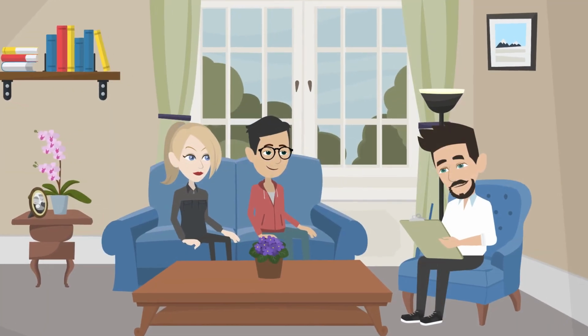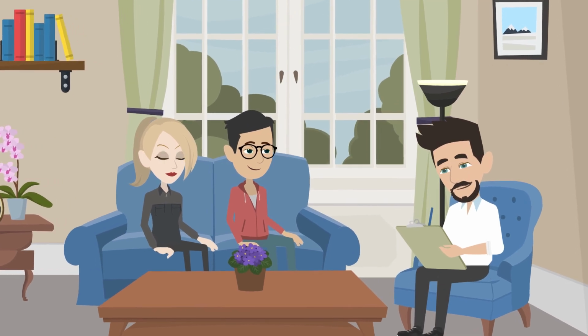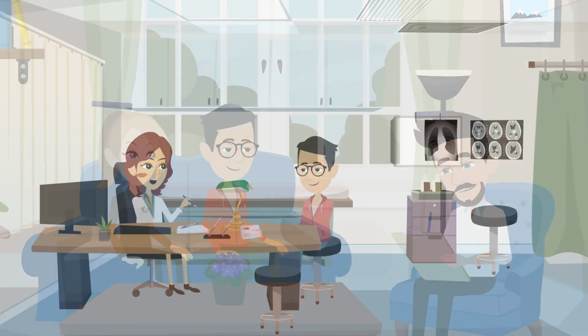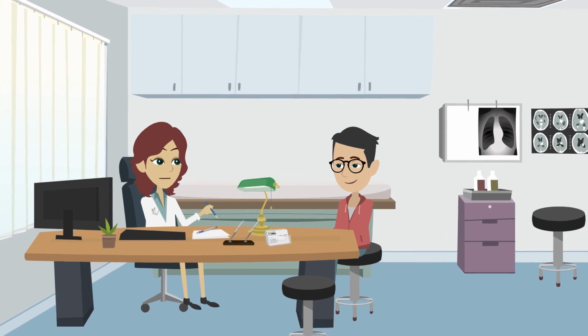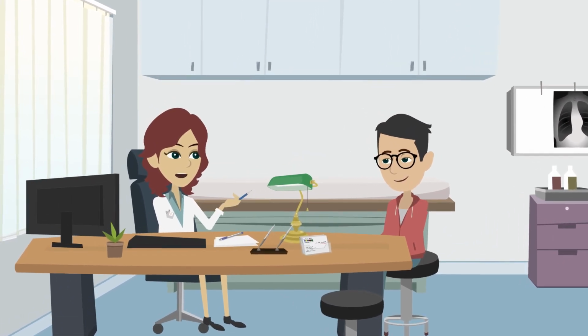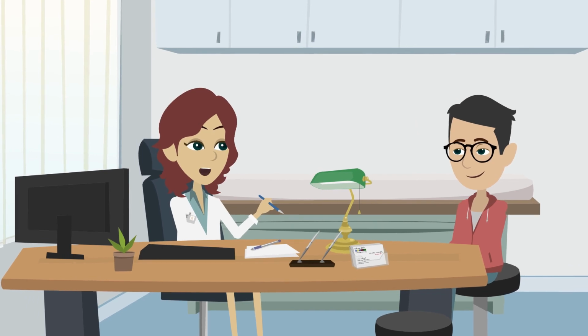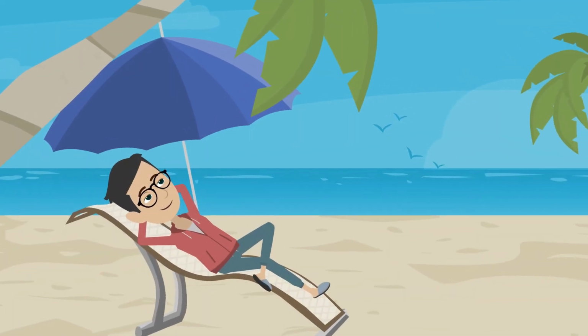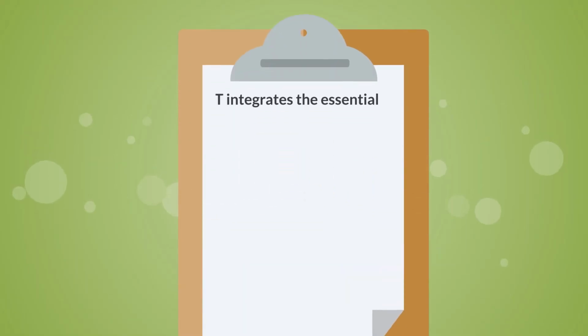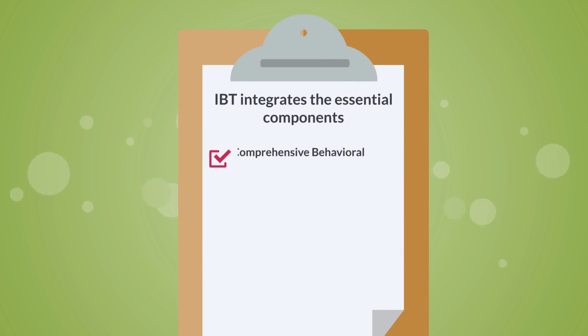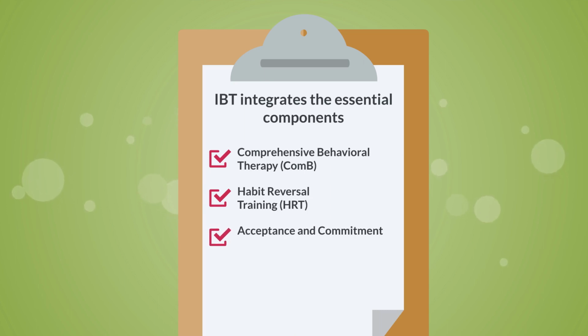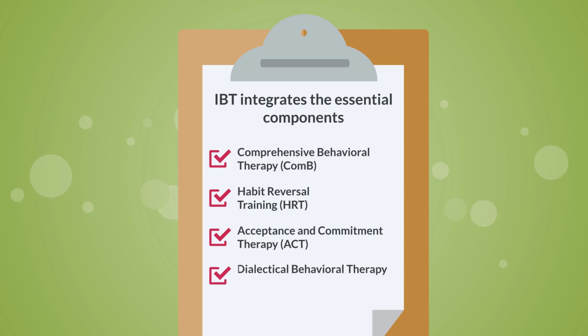Integrative Behavioral Therapy for BFRBs, IBT, provides a unified treatment utilizing the full range of scientifically supported psychological interventions to maximize and maintain treatment success and move you toward the life you want. IBT integrates the essential components of comprehensive behavioral therapy, COMB, habit reversal training, HRT, acceptance and commitment therapy, ACT, and dialectical behavioral therapy, DBT skills into an individualized treatment plan.